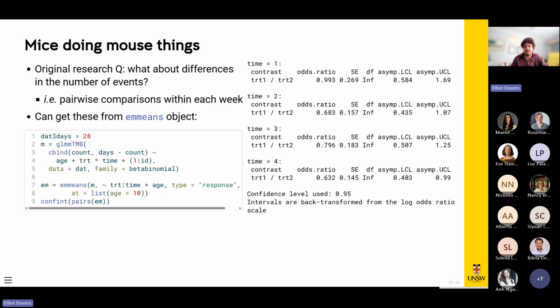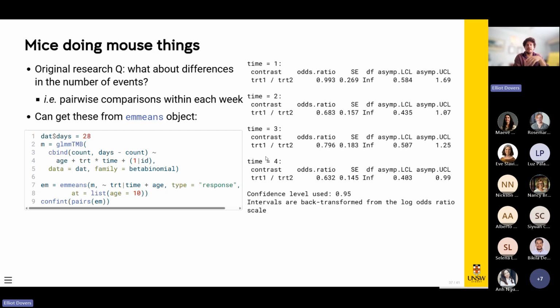Odds ratio, that's something I haven't even really talked about today. It maybe doesn't make too much sense in terms of what we're trying to ask, which is the differences in the number of days with events. So this is really just looking at the ratio of the odds. So if it's smaller than 1, things are less likely for the numerator, which is treatment group 1 here, and more likely for the denominator.